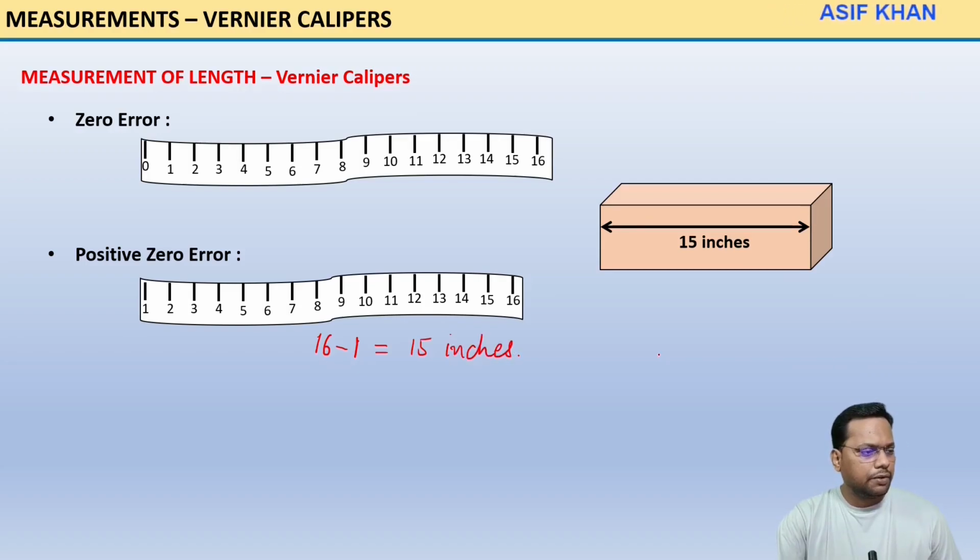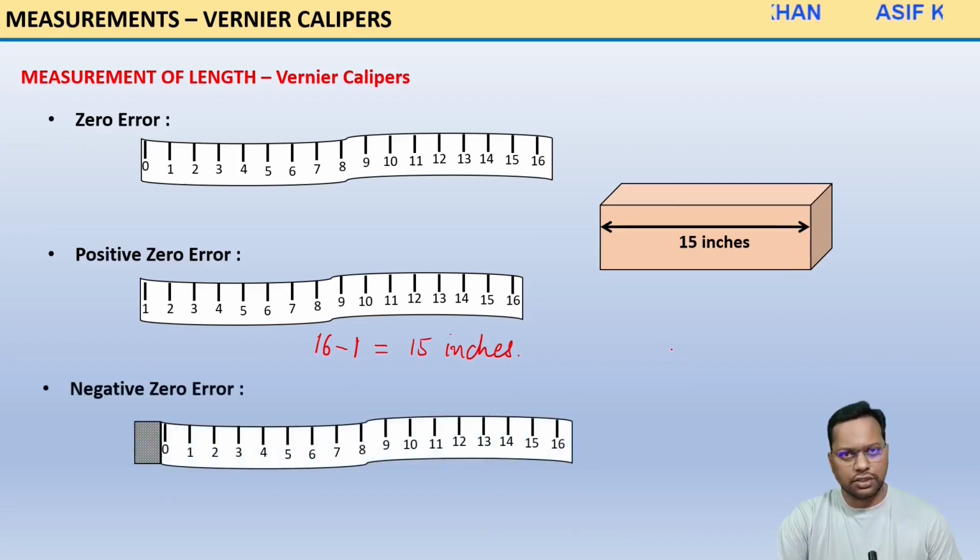And the error was positive. Therefore the correction will be negative. That means we have subtracted 1. Now we go to the second type of zero error, that is a negative zero error.